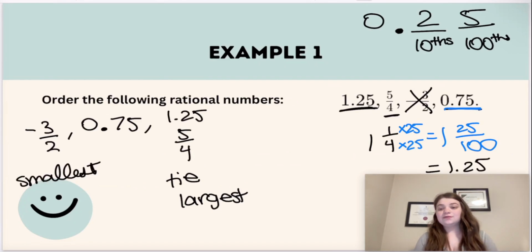So essentially, if we can convert everything that is positive to the same form and everything that's negative to the same form, that'll make it a lot easier for us to compare them. All right, let's go ahead and move on to one more example for today.